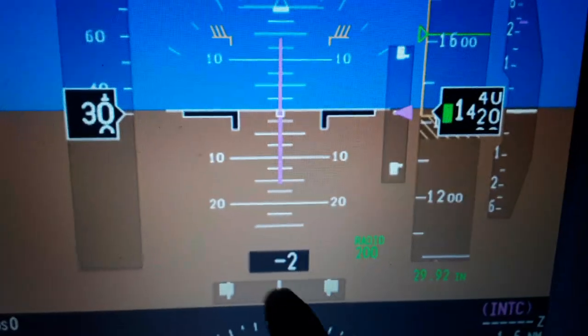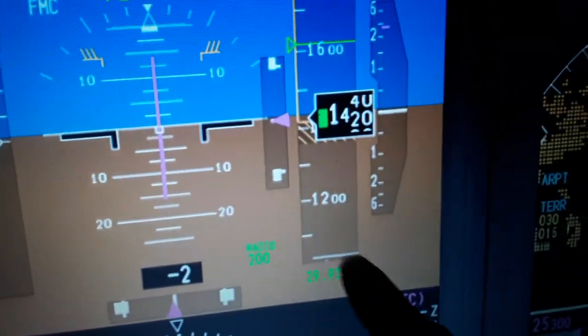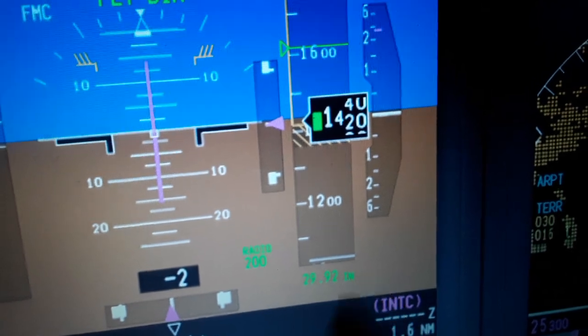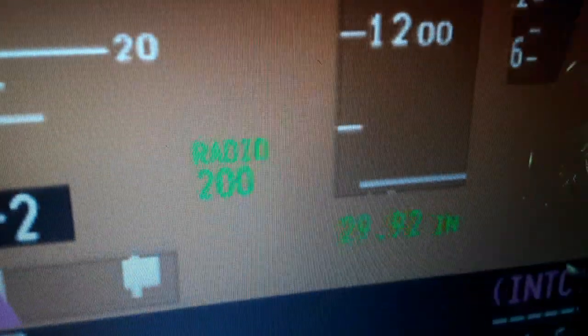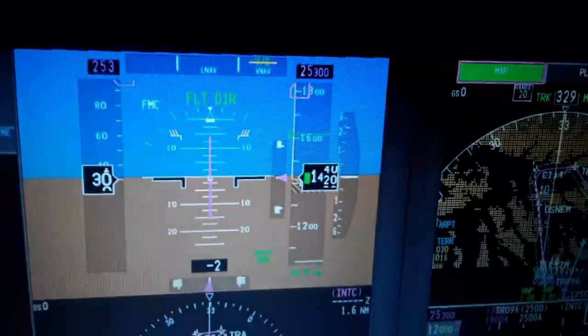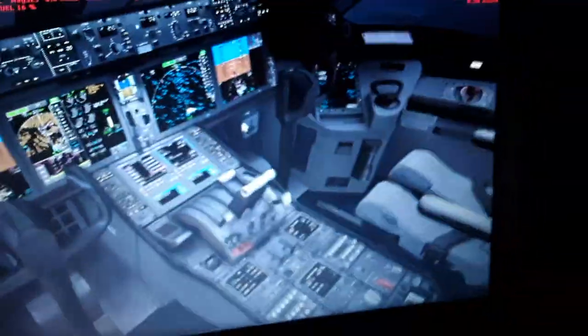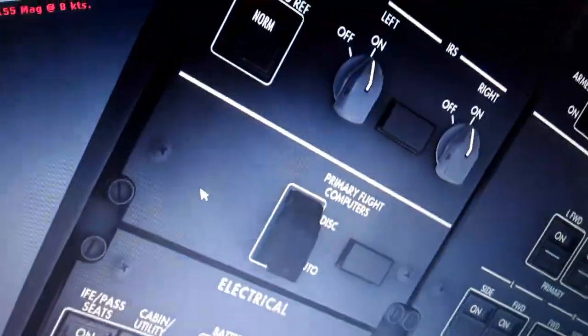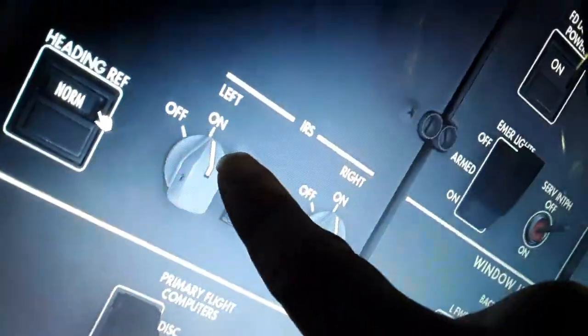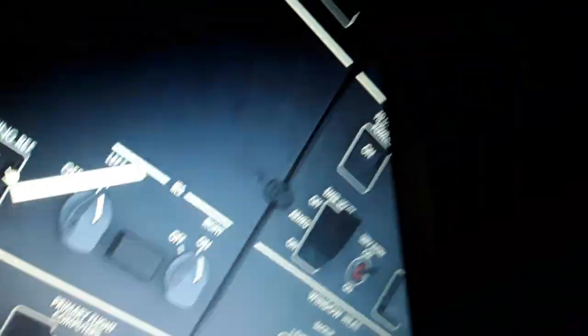We have the radio altitude above the ground, about radio over here, 29.92 inches of mercury, the barometric pressure setting. So these are all the instruments we need to have. The air data control computers also, I forgot to mention, over here in the overhead panel. You can see heading reference and IRS, inertial reference system for alignment.